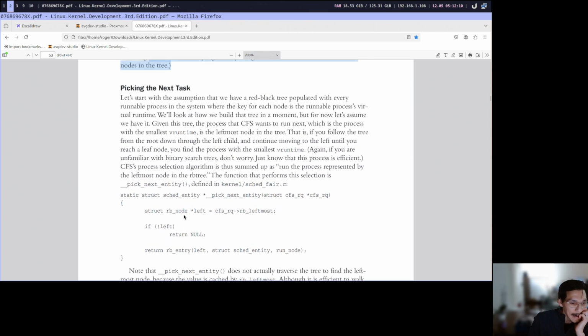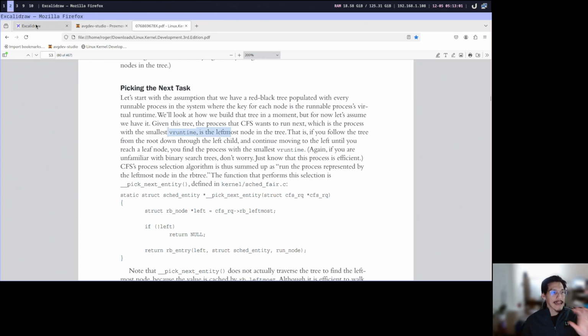Let's see how it picks the next task. Let's start with the assumption that we have a red-black tree populated with every runnable process in the system, where the key for each node is the runnable process's virtual runtime. So the key is the vRuntime, the total time it has run, something like that. Given this tree, the process that CFS wants to run next, which is the process with the smallest vRuntime, is the leftmost node in the tree. Oh, I see. That's how it's being implemented.